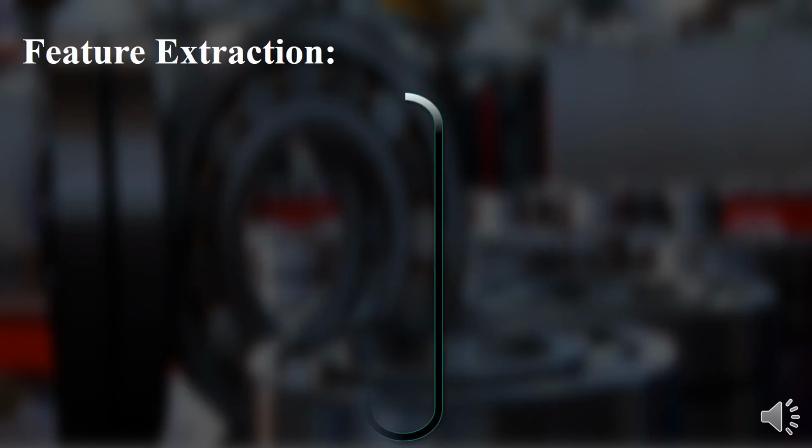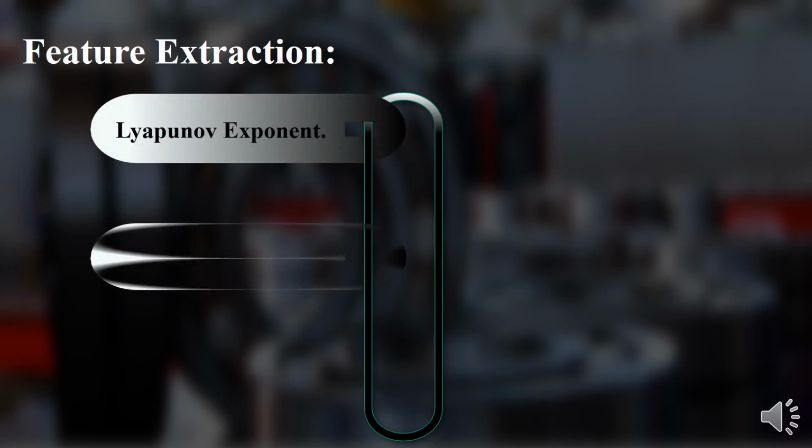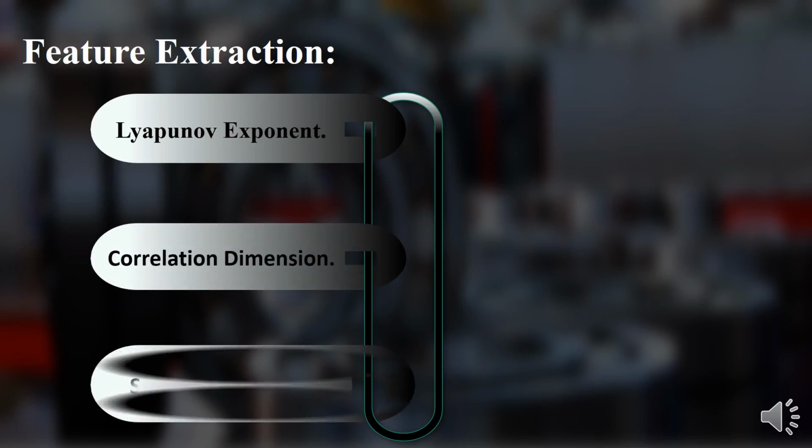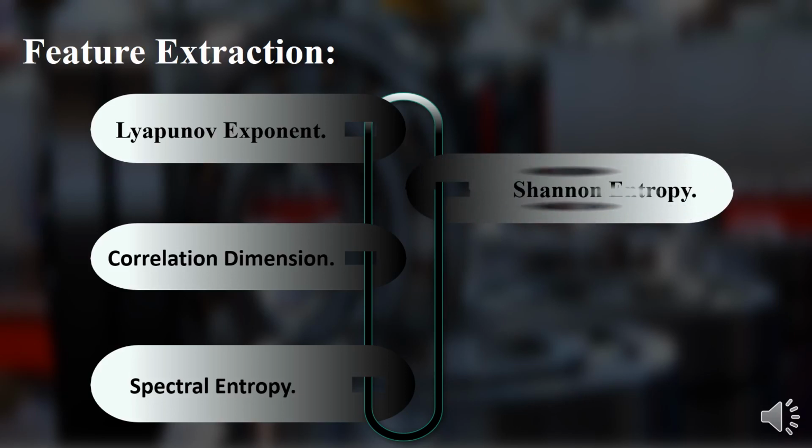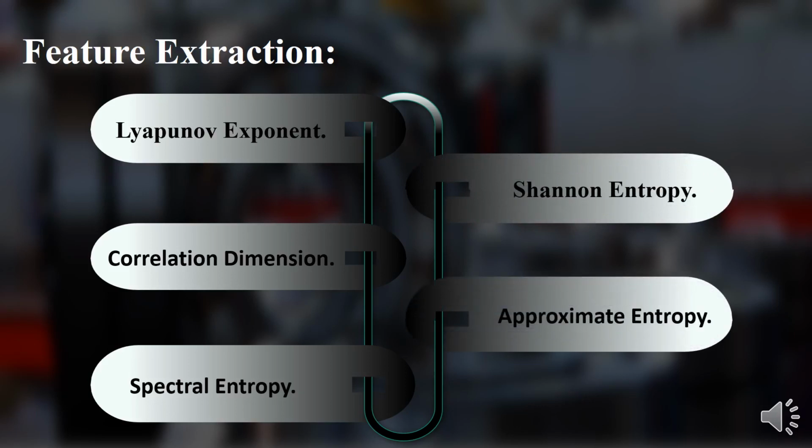Feature extraction. Feature extraction is the most crucial step in signal processing. The main aim of this stage is to figure out those discriminative attributes which can clearly diagnose the bearing fault. Bearings are one of the key causes of failure in machines. Nonlinear dynamic system features were extracted from segmented and filtered vibrational signals. These nonlinear dynamic system features are Lyapunov exponent, correlation dimension, spectral entropy, Shannon entropy, approximate entropy.